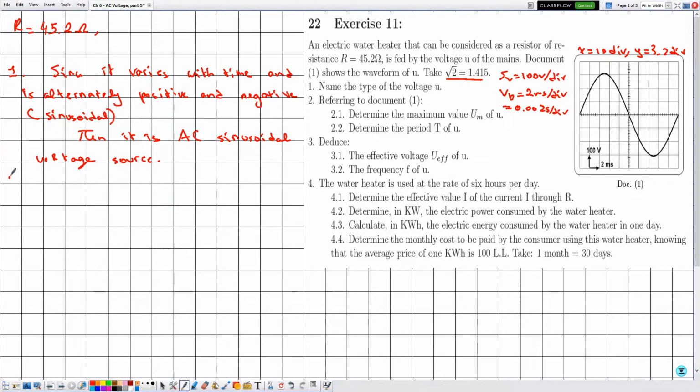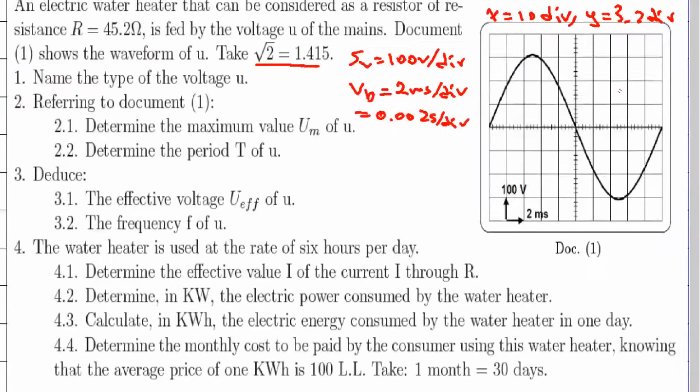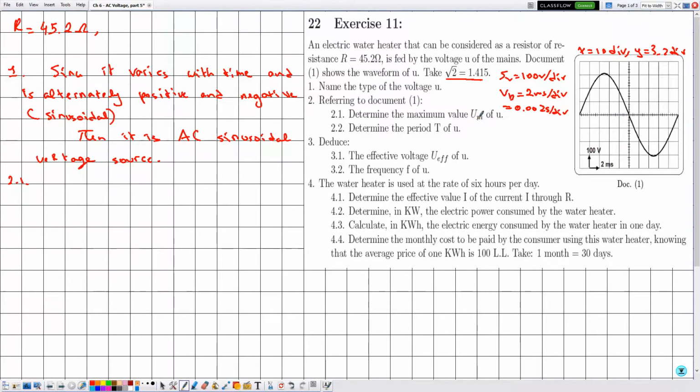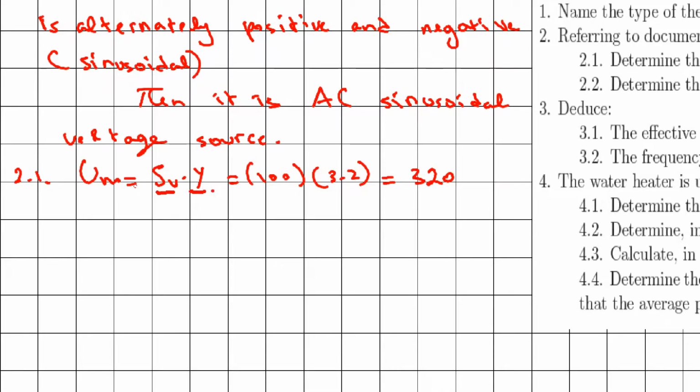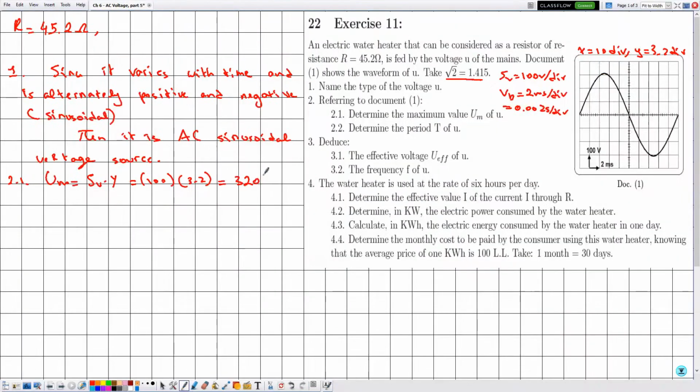Now in number 2.1, they are telling me, referring to document 1, determine the maximum value UM of U. Then UM is given by SV multiplied by Y. The value of SV is 100 volts per division, and the value of Y in this case is 3.2. Plugging this on the calculator, the value of UM is 320. Since both SV and Y are expressed in SI, the value of UM will be expressed in SI, which is volts. Then UM is equal to 320 volts.